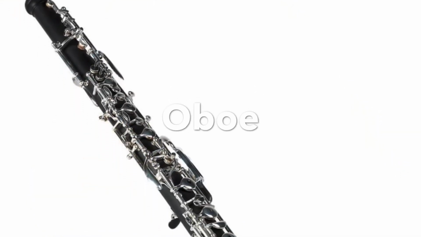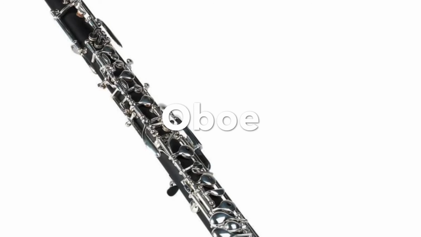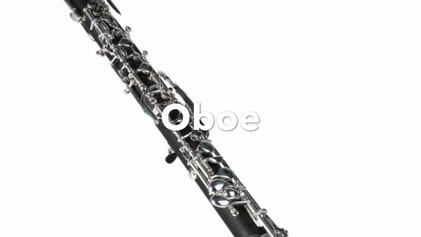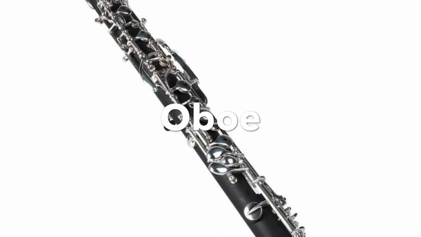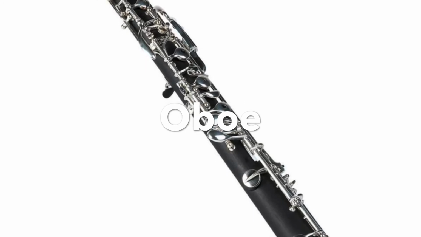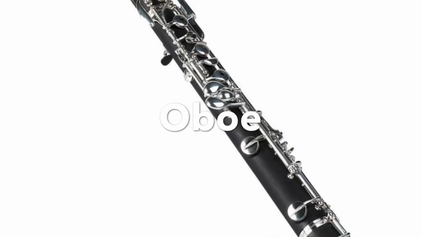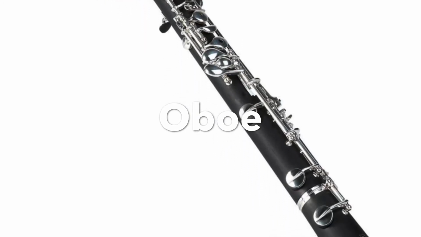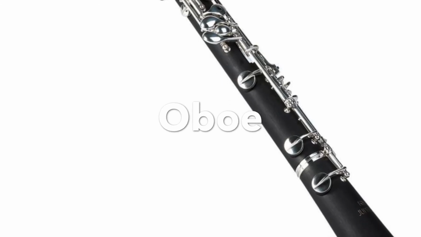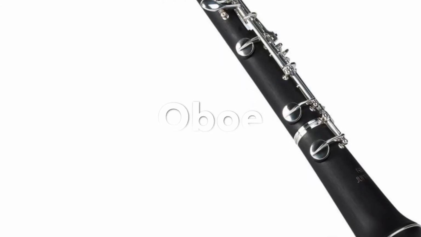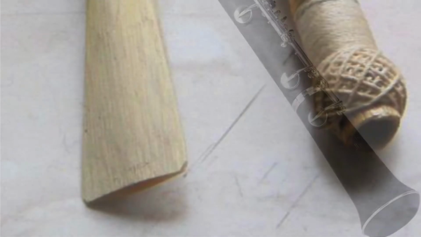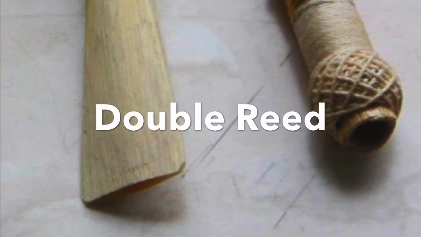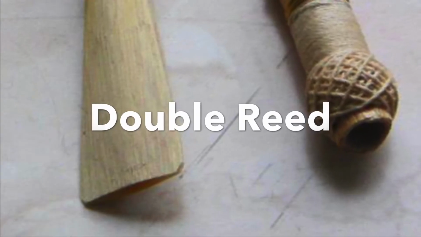Oboe. The oboe is a member of the woodwind family. It operates in a similar way as the clarinet. However, the oboe uses a double reed. A double reed is 2 single reeds put together. Many times, double reeds are soaked in a small capsule to help keep the reeds moist before playing. The 2 reeds vibrate together to create the unique sound of the oboe.